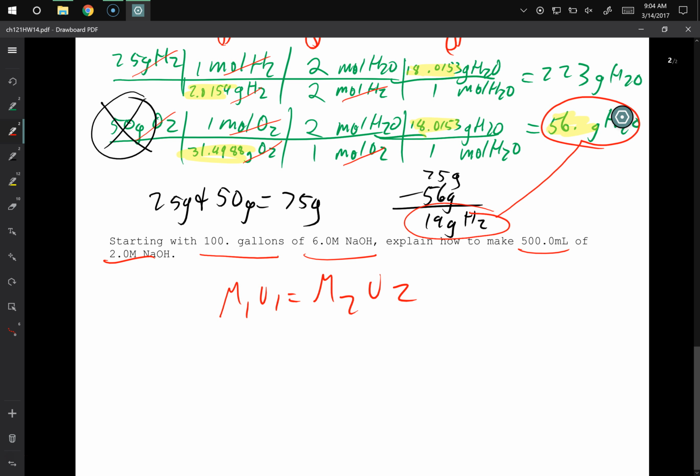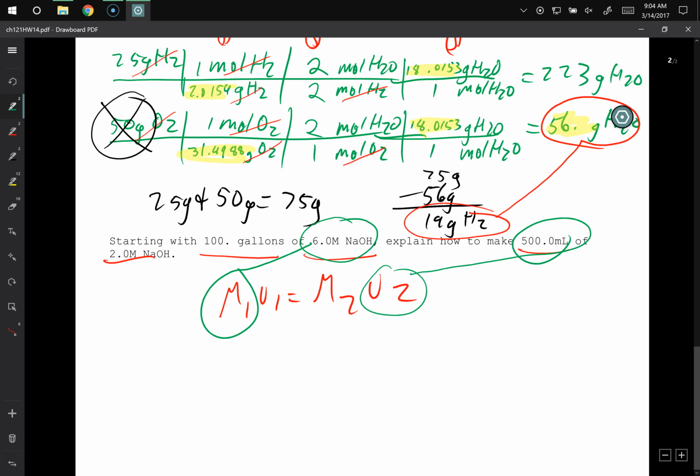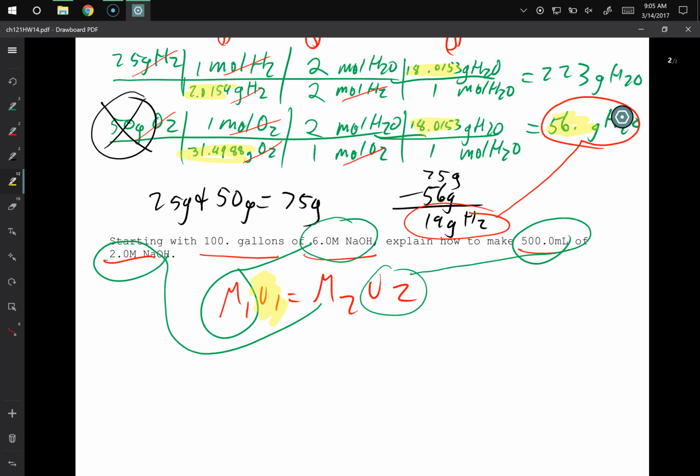What pieces of information am I going to use here from the problem? That's my starting concentration. This is the volume of what I want to make, and this is the concentration of what I want to make. With all of these problems, I'm going to be looking for the volume of the concentrated stuff. So how much of the concentrated stuff do I need to put into the container? Every single time I do one of these dilution problems, that's what I'm looking for. I want to know how much of the concentrated stuff I need to put in and then fill the rest of the container up with water.